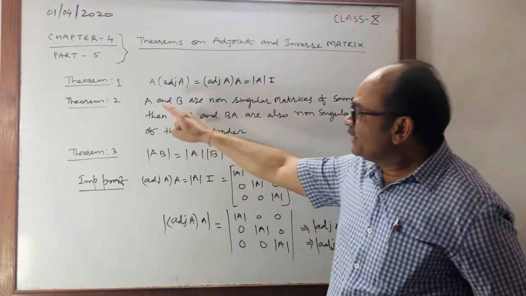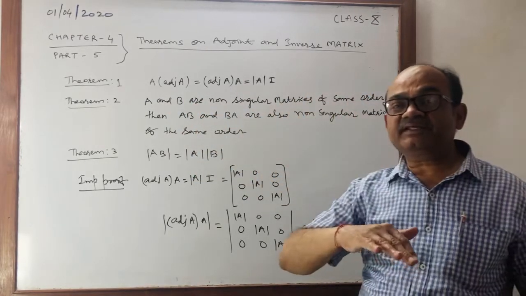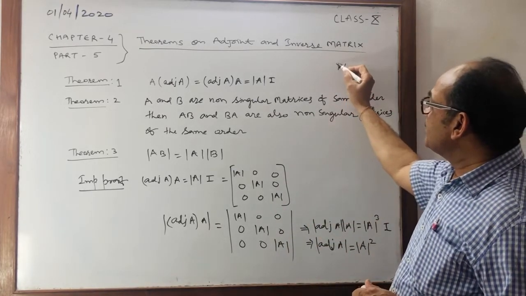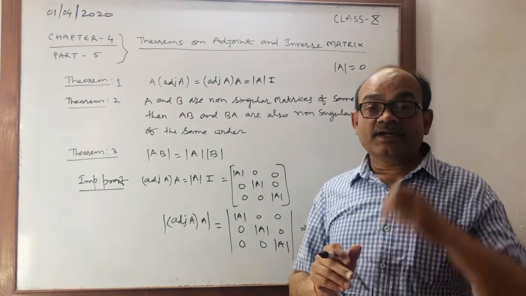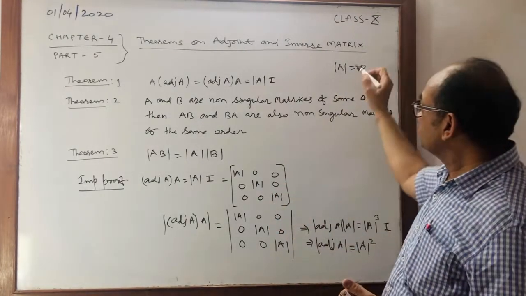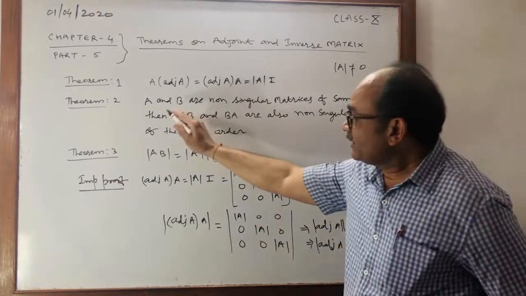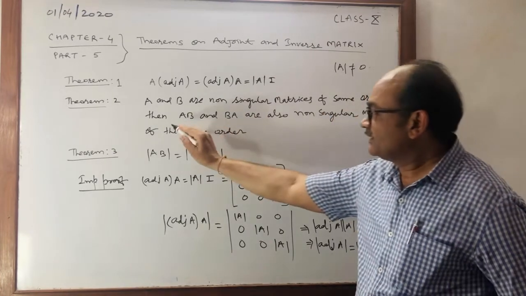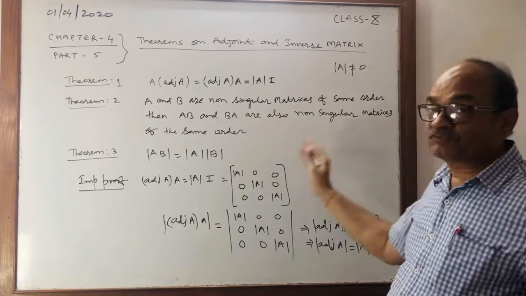Second theorem: A and B are non-singular matrices. What is a singular matrix and what is a non-singular matrix? If a matrix's determinant value is 0, then it is said to be singular, and if the determinant value is non-zero, then it is said to be non-singular. So if A and B are non-singular matrices of the same order, then AB and BA are also non-singular matrices of the same order.